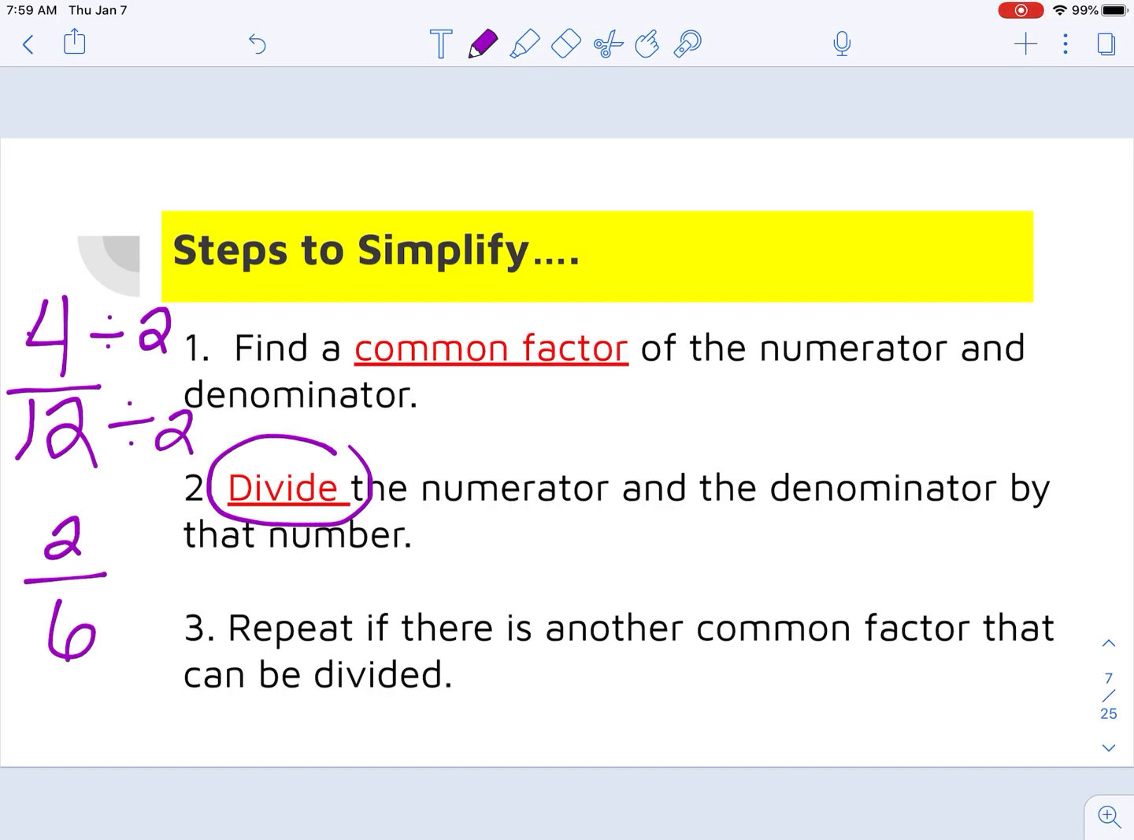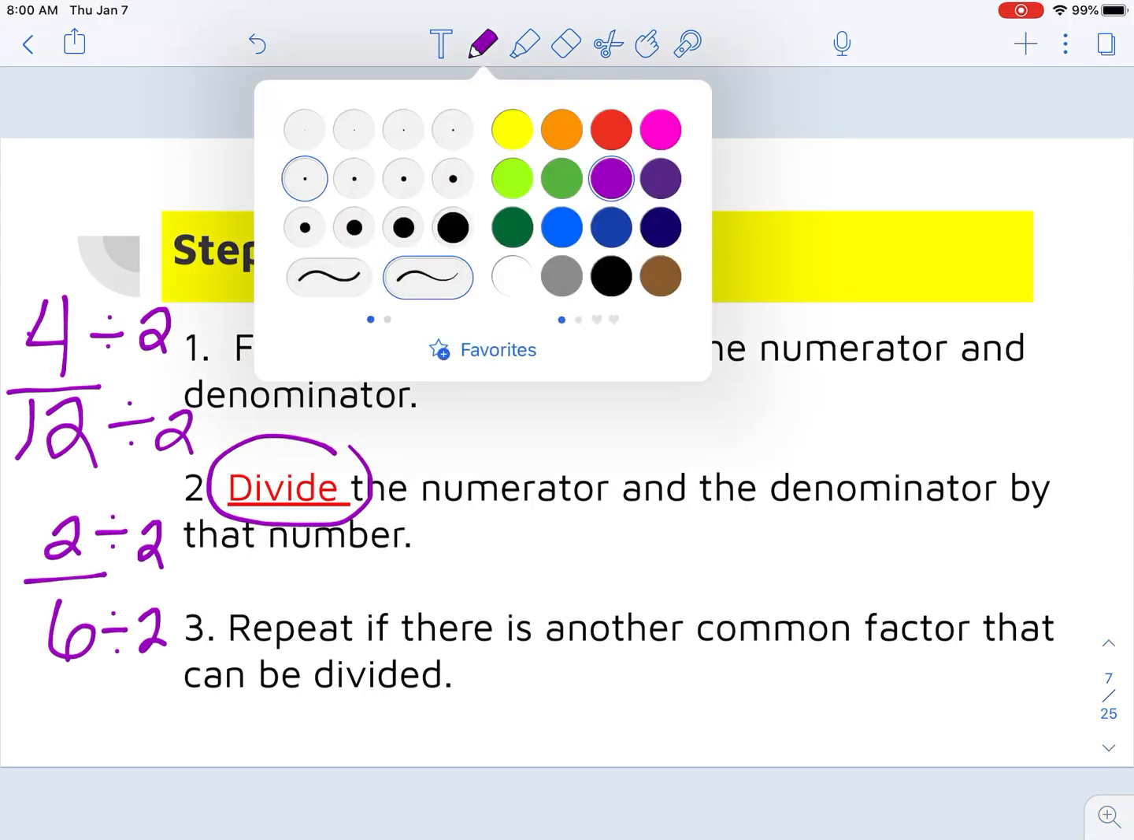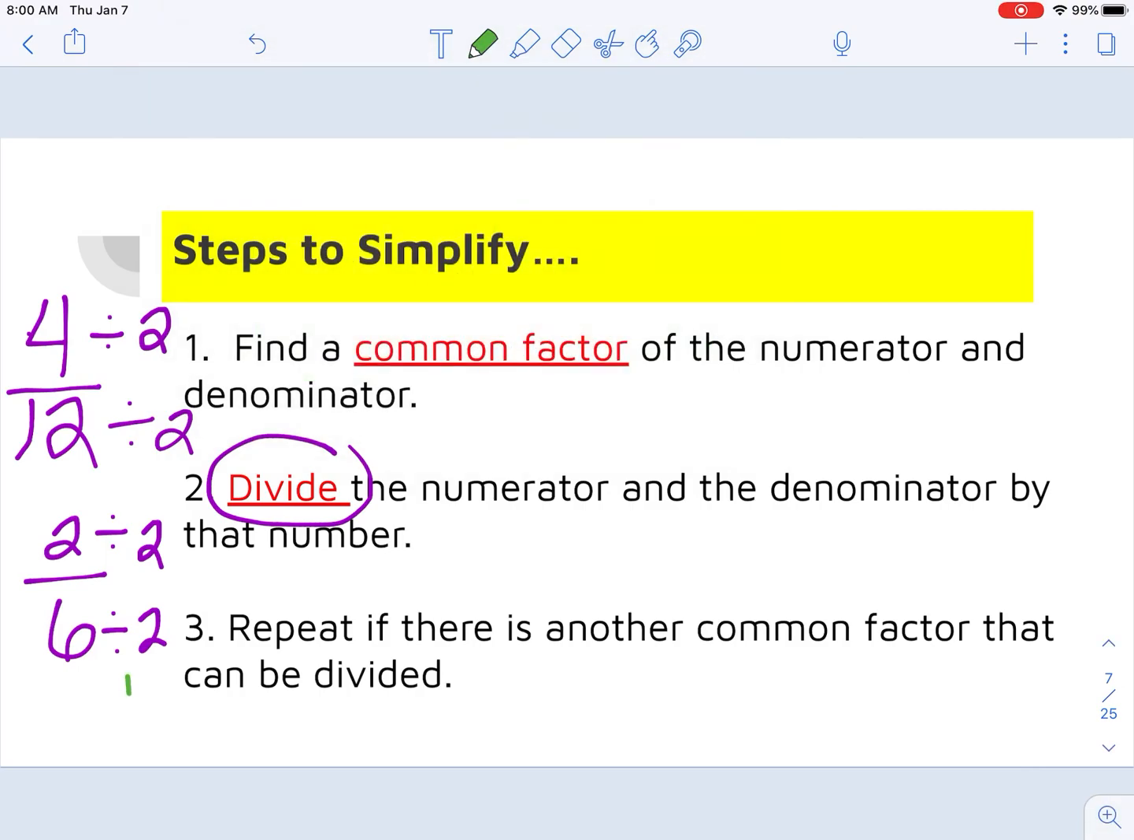So in this example where I have 2/6, I know that I can simplify that fraction more. I can divide the top and the bottom by 2 again. Okay, and 2 divided by 2, or if I cut 2 in half, I get 1, and 6 divided by 2 is 3.